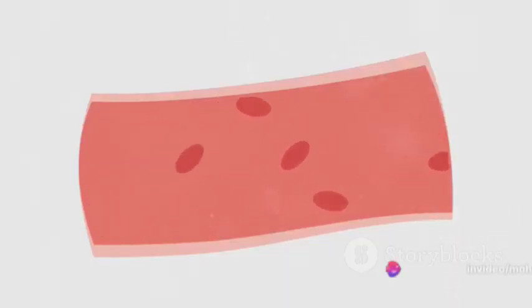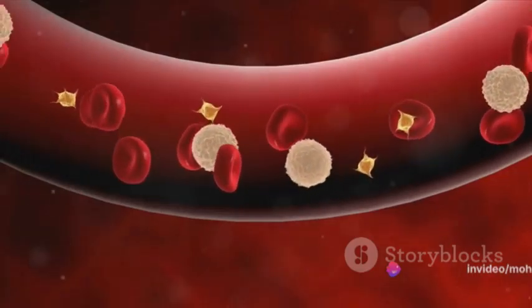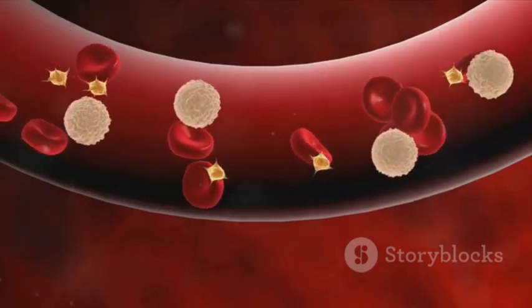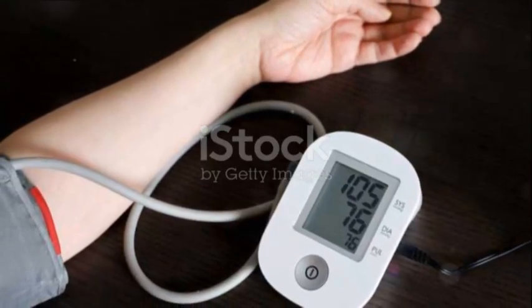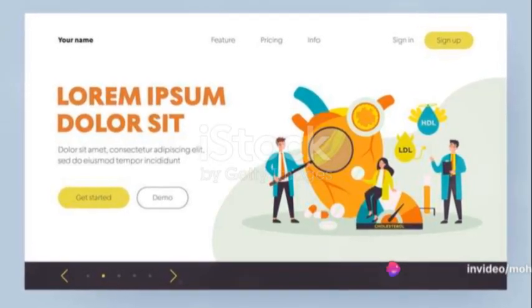If the plaque in the artery ruptures, it can cause a blood clot to form. This clot can block the blood flow completely, leading to a heart attack. That's why atherosclerosis is such a major concern and the main cause of ischemic heart disease.